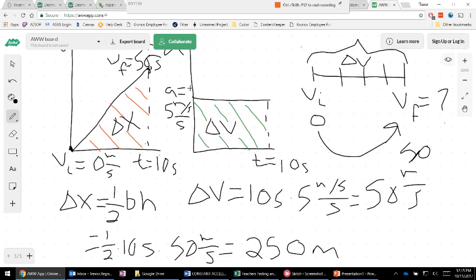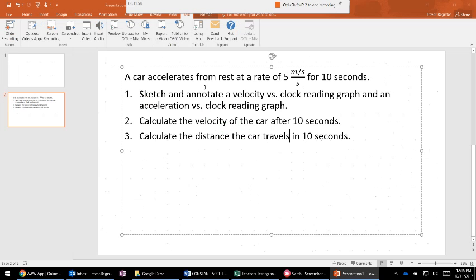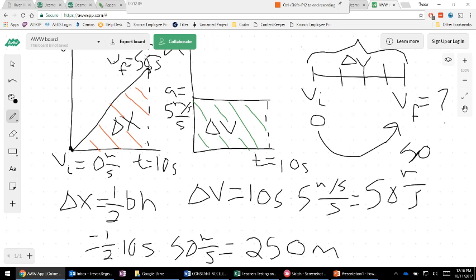So this is a very basic example of sketching and annotating a velocity and an acceleration graph, and then how to use that graph to make some calculations. In the next video, I'll show you a little more complicated example so you can see all the different things you can do.